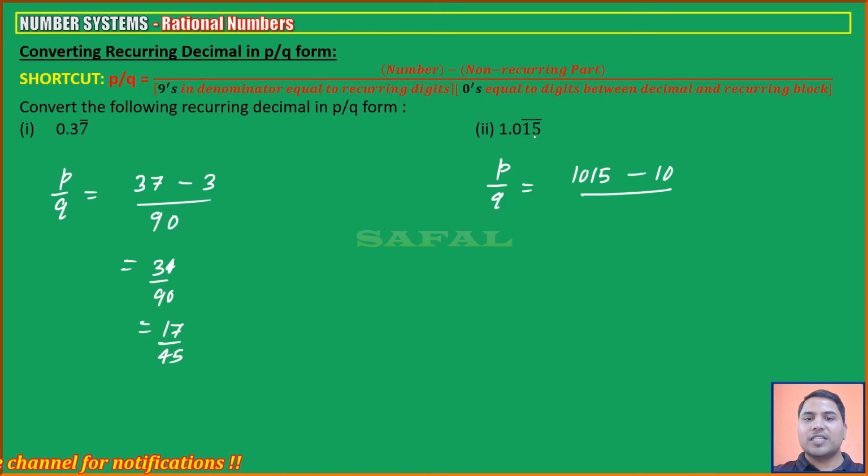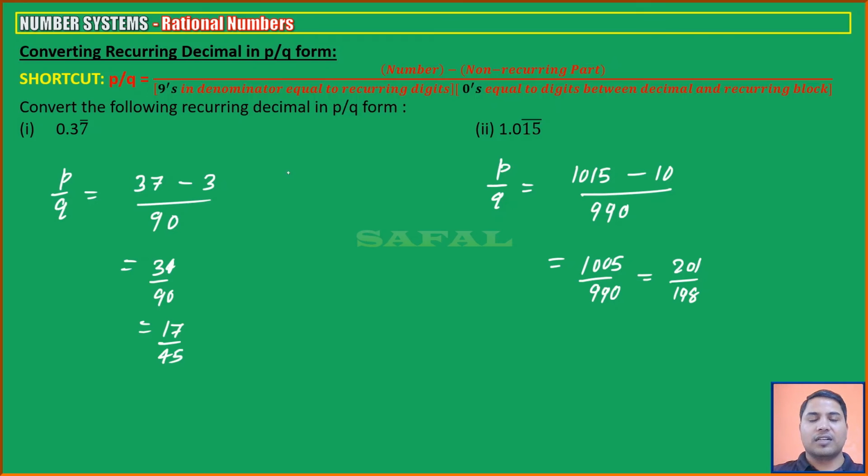Now how many digits are repeating? 2 digits. So that many 9s, so that's why 99. And what is the number of digits between the decimal and the repeating block? Only 1 digit, so 10. So this again you will get 1005 by 990, which is basically again 201 by 198. So easily you can make use of this shortcut method to write a decimal in P by Q form, especially when objective questions are asked.